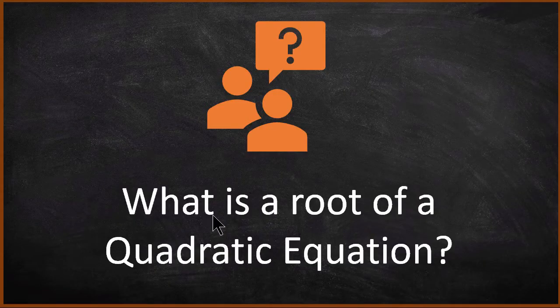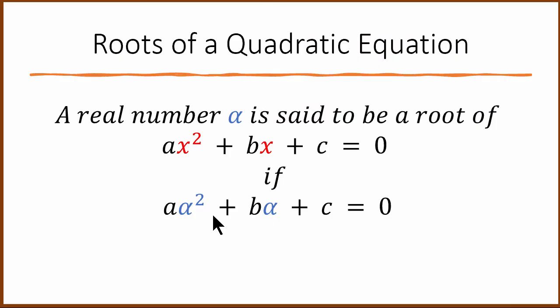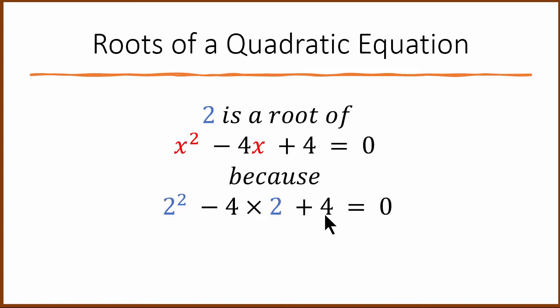Now, there is a concept called the root of a quadratic equation. This is an important thing to understand. Given a quadratic equation, what is a root? A root of a quadratic equation is a real number. In this case, we are talking about alpha, the Greek letter alpha. A real number alpha is said to be a root of the quadratic equation ax squared plus bx plus c equals 0 if a alpha squared plus b alpha plus c happens to be 0. So if you replace x with alpha and it ends up satisfying the equation, then it is said to be a root. Let's look at a couple of examples.